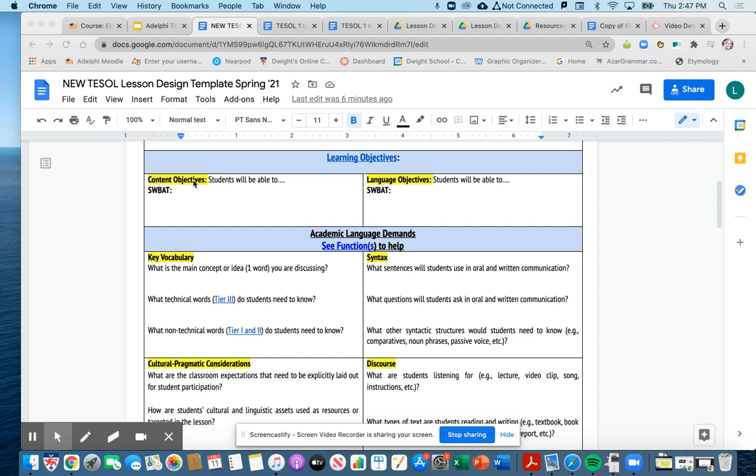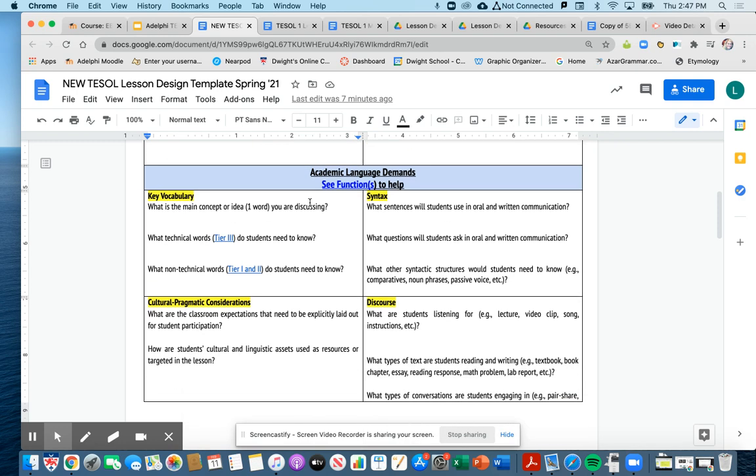So your day's objectives. Again, this is just for the day. So what is your hope? What is your goal for these students to be able to do by the end of this lesson? We have both a content objective and a language objective. I think for this, less is more. I think just one or two objectives is fine, because you want to really focus on just one or two things that students can do really well by the end of your lesson.